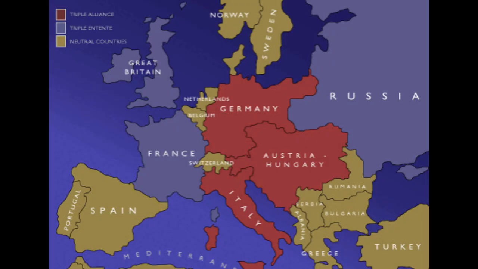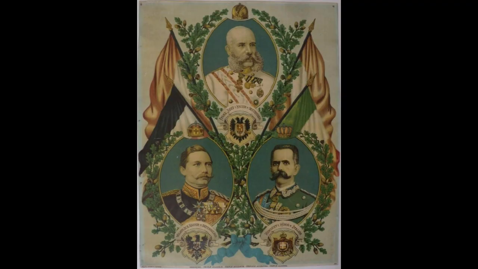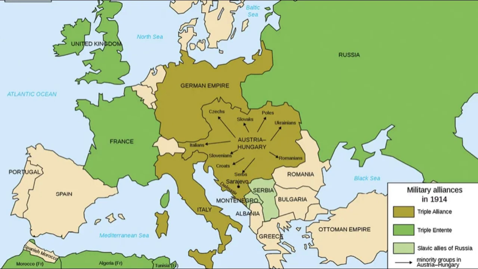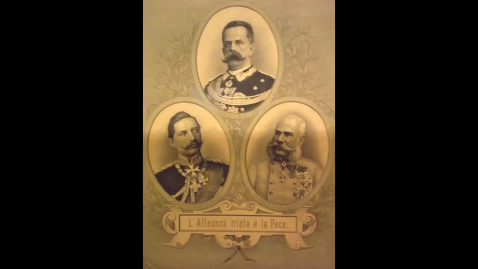Formation of alliances. By the early 20th century, Europe was divided into two major alliance groups. The Triple Alliance consisted of Germany, Austria-Hungary, and Italy, while the Triple Entente included Britain, France, and Russia. These alliances were created for mutual defense, meaning that if one country was attacked, its allies were expected to support it.